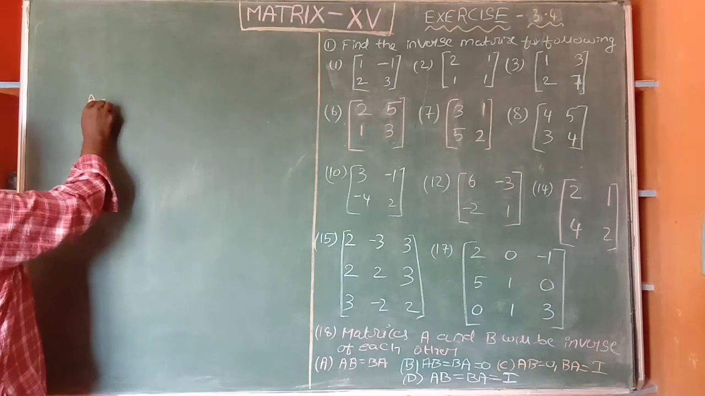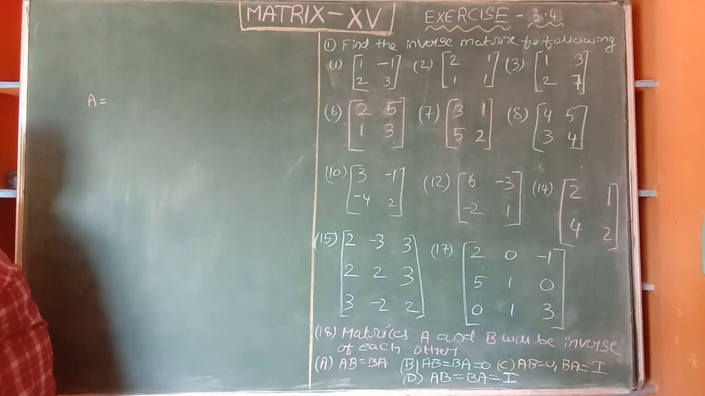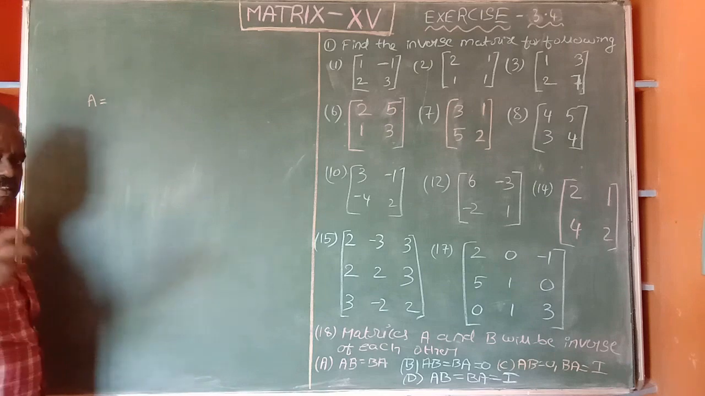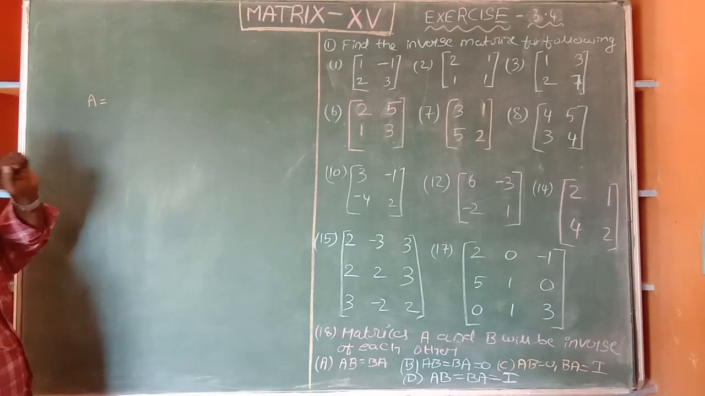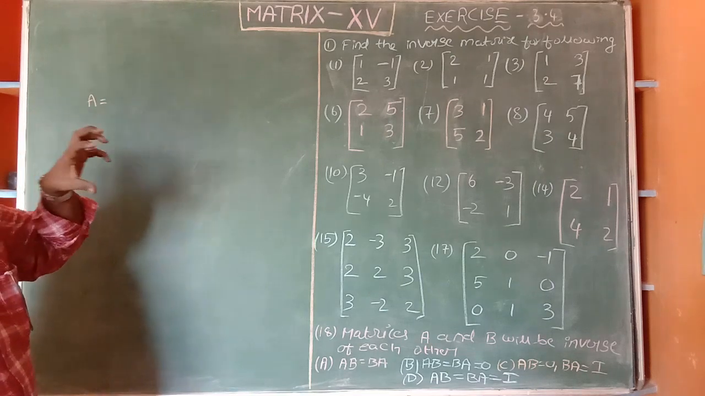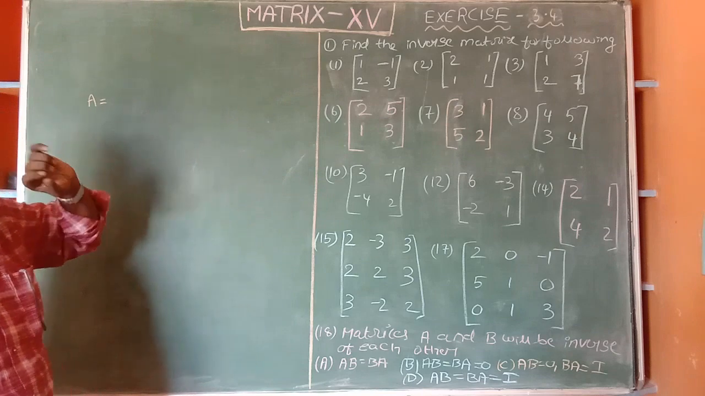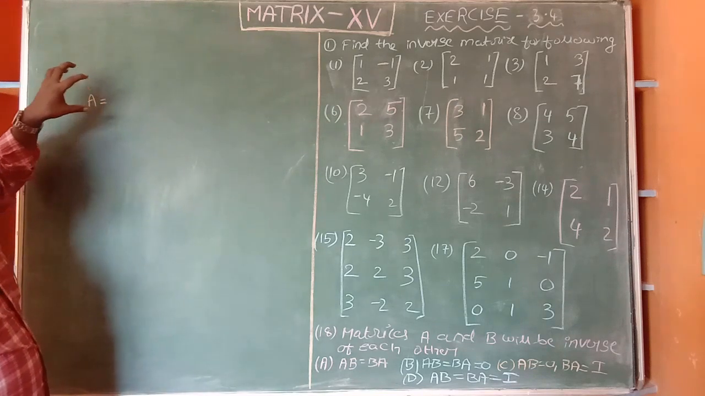Suppose A is a given matrix like that. It is one process, no theory is there. It is a method. One process is there to find the inverse. That is why, without giving that theory part, I am directly coming to find the inverse. It is a method. Simply you apply this method. You try to understand it.